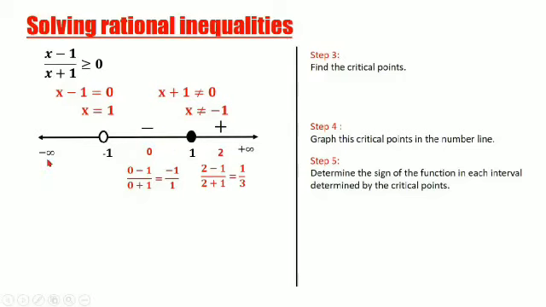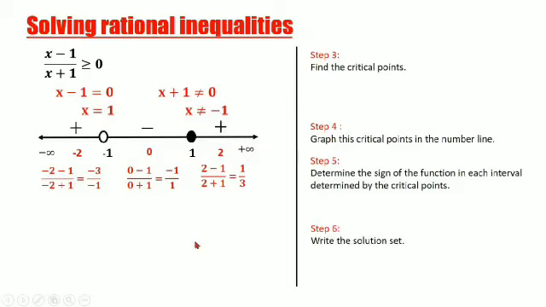Last, in this interval, you choose numbers that are less than negative 1. Again, you can choose any number less than negative 1. It can be negative 5, negative 10, or so on. I am choosing negative 2 since this is nearest to negative 1. So again, plug this into our expression and find the sign. So negative 2 minus 1 all over negative 2 plus 1 is equal to negative 3 over negative 1. And again, observe that this gives us a positive sign. So we put the positive sign here.